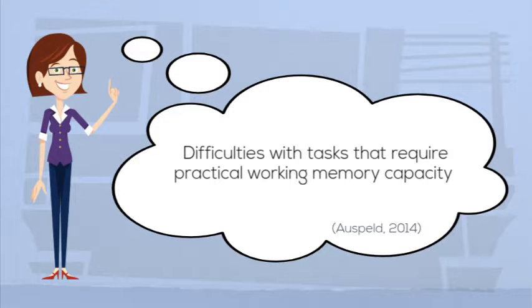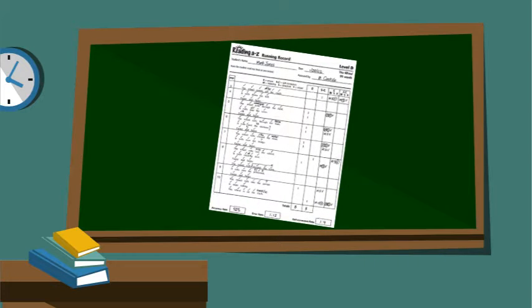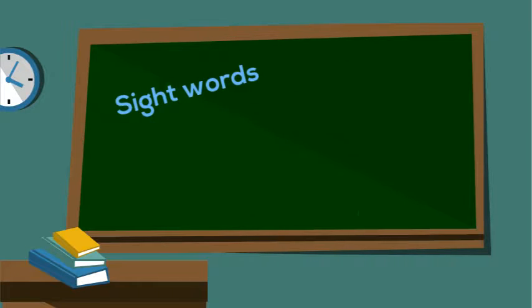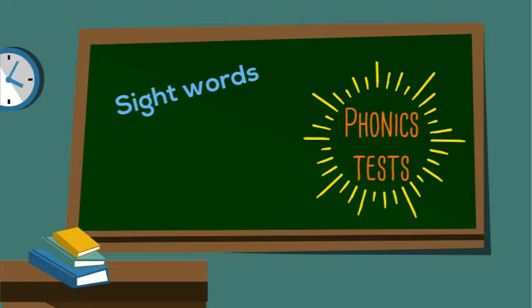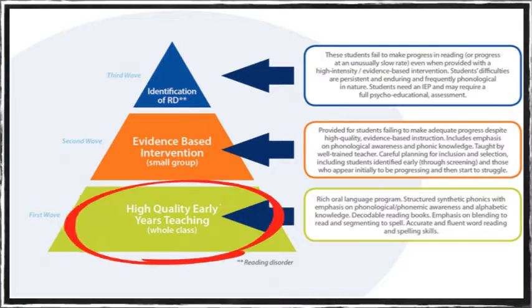As well as these observations, there are a number of assessments that you can perform with the students, such as PAT-R to test reading comprehension, running records, sight word tests, and phonics tests. The response to intervention, or RTI model, is a multi-tier approach to early identification and support of students with learning difficulties. Tier 1 involves high-quality, explicit teaching to the whole class to promote mastery of skills.